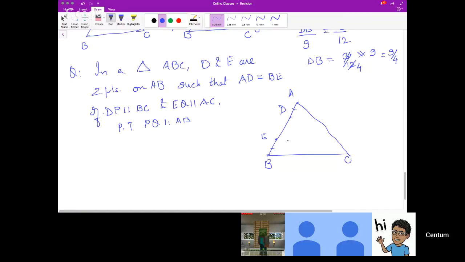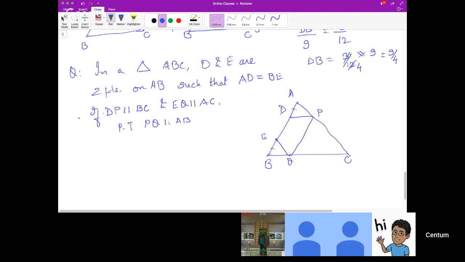If DP is parallel to BC, and EQ is parallel to AC, you have to prove that PQ is parallel to AB. So how do we do it?